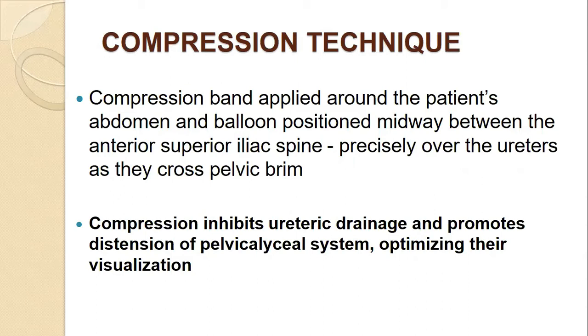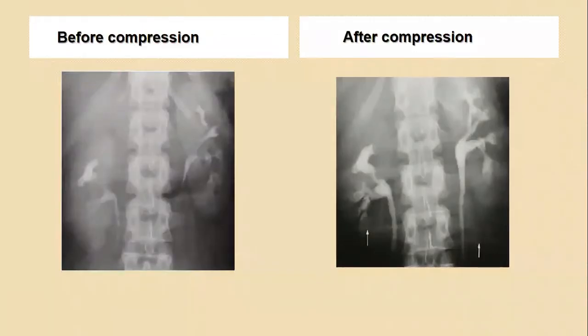So in an IVU, we compress the abdomen. The rationale of compression is to stop the drainage of the ureter, so the pelvic ureteric system will be more full. Compression enables ureteric obstruction and promotes distension of the pelvic ureteric system, optimizing its visualization. So you see before compression, the pelvic ureteric system, and after compression, there's a lot of difference.